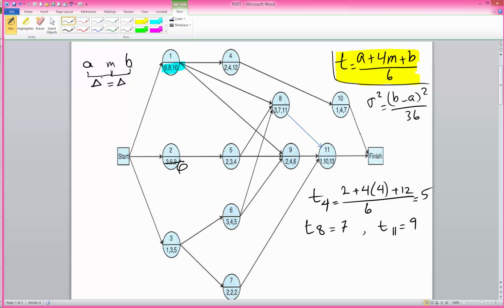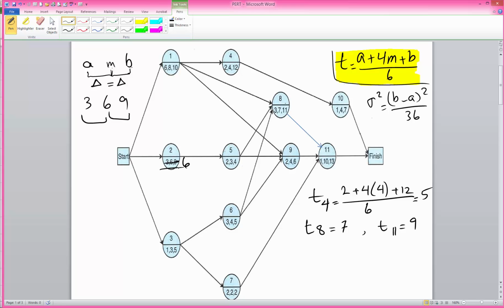Let me first show you this. If the difference between the optimistic and most likely time and the difference between most likely time and the pessimistic time are the same, then the middle value, that most likely value, is going to be the activity average duration. So for instance, for activity 2, the times are 3, 6, and 9. Each of those pairs are 3 units apart, so it's the same distance. So the duration for this activity is going to be 6, which is the center or the middle value.